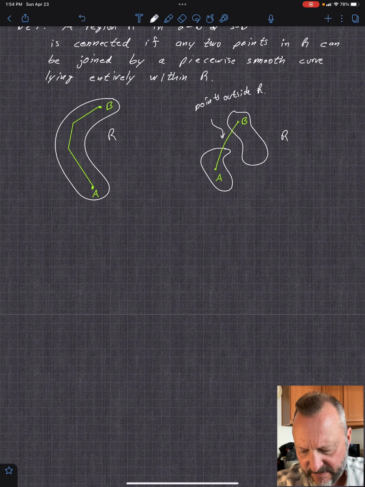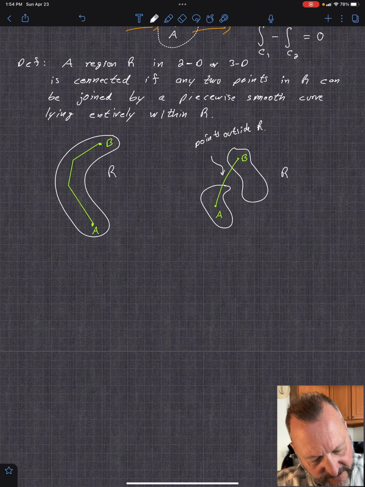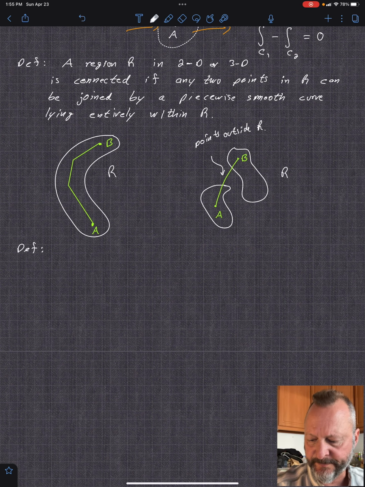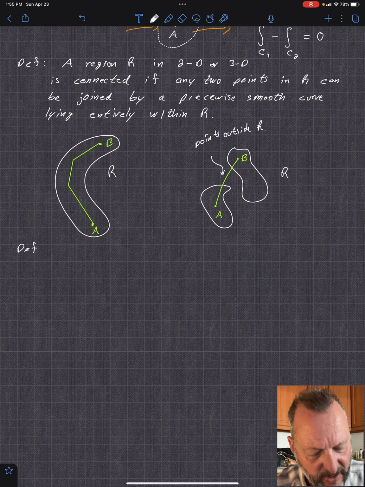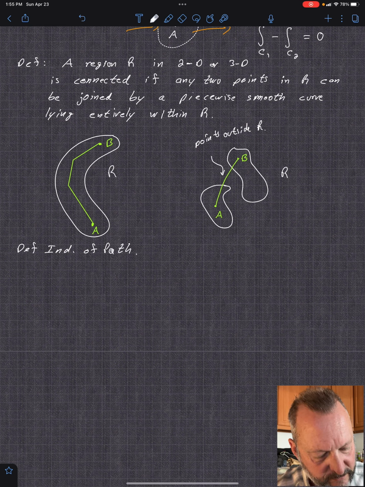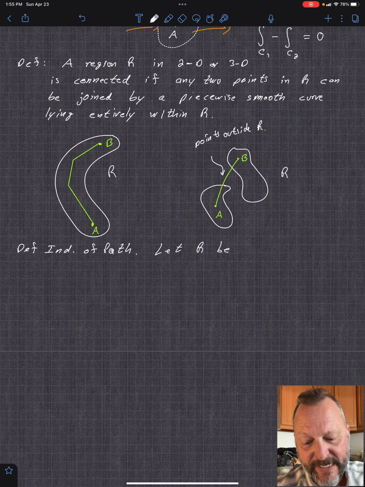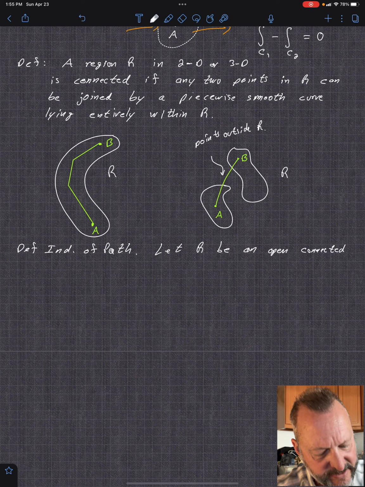Next is the definition of independence of path. Let's try to fit it here. I don't know if it'll work. The description was above; this is the actual definition. Definition of independence of path: let R be an open connected region.